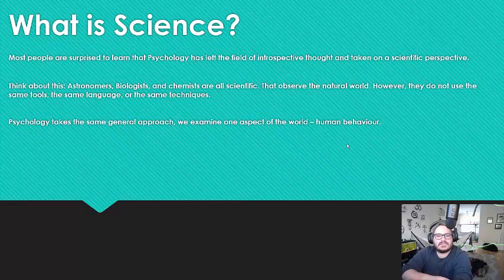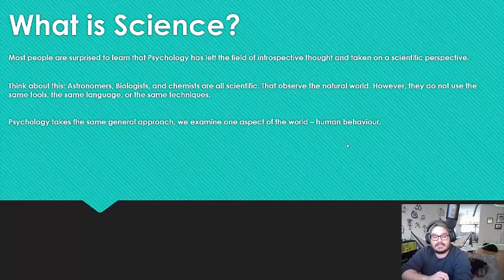If we compare this to astronomers, biologists, and chemists: astronomers study the physics behind celestial bodies, biologists study the biomechanics behind anything related to biology, and chemists watch chemicals do their thing. They observe the natural world. However, they don't use the same tools, the same language, or the same techniques. A biologist and a chemist are going to use radically different tools. And an astronomer, I don't think a biologist knows how to use a radio telescope, between you and me. Why would they need to? Doesn't matter. Doesn't make it any less a science.